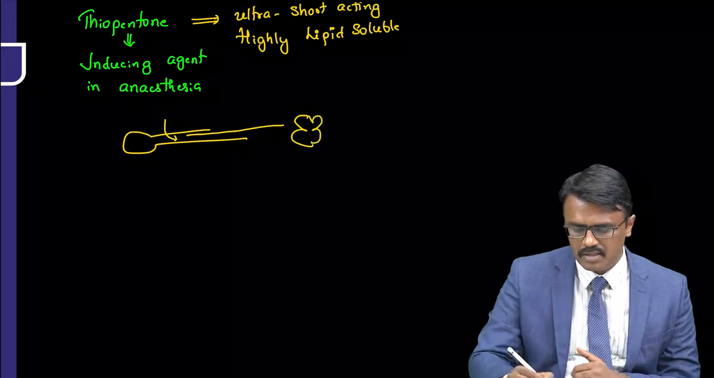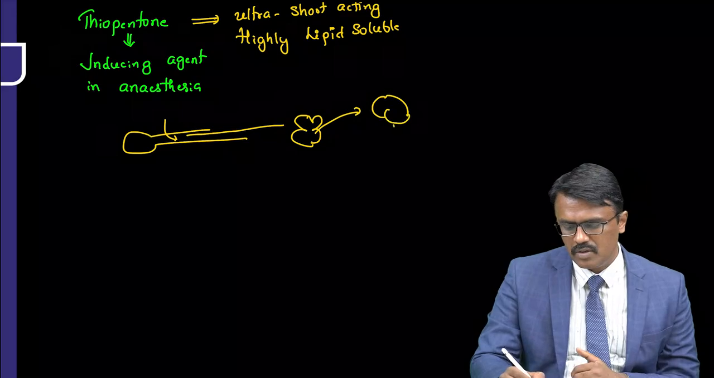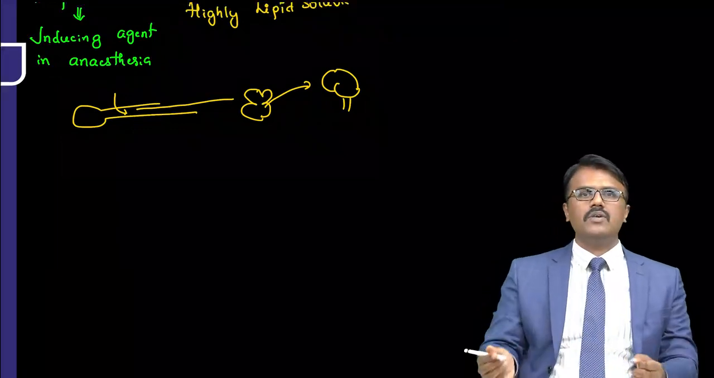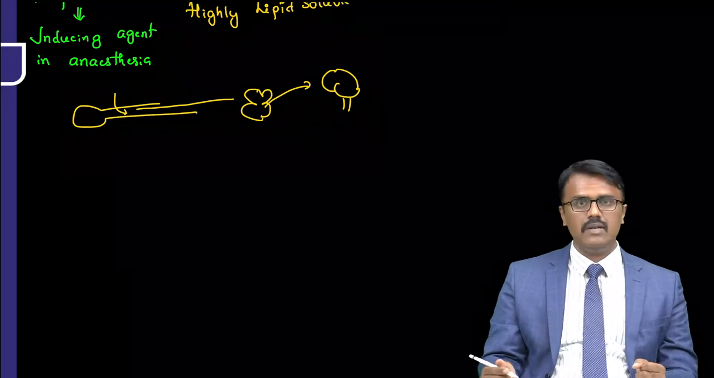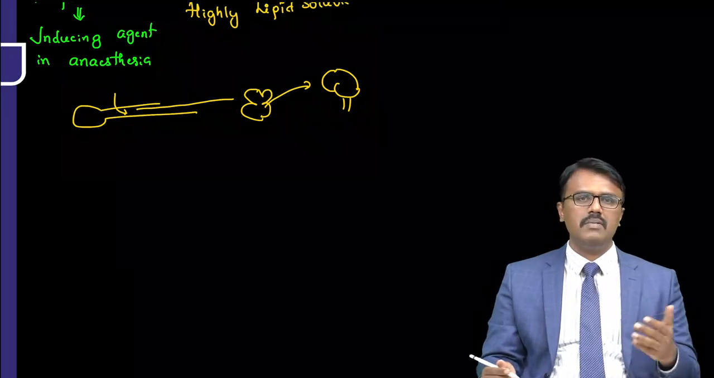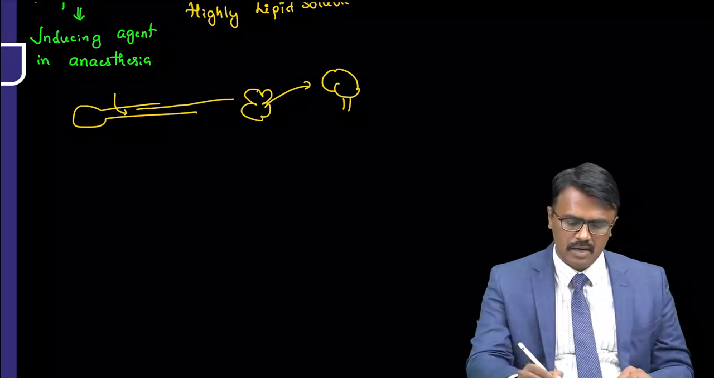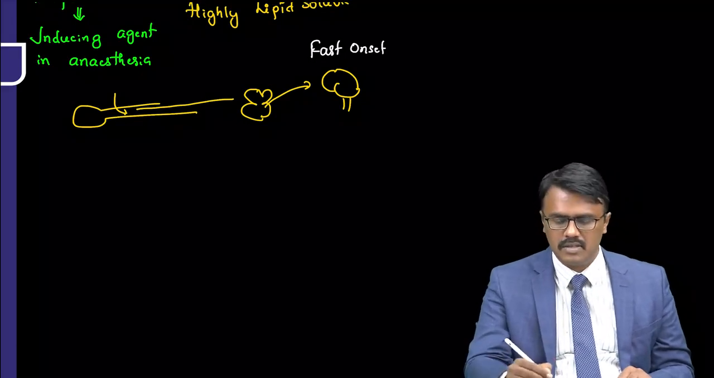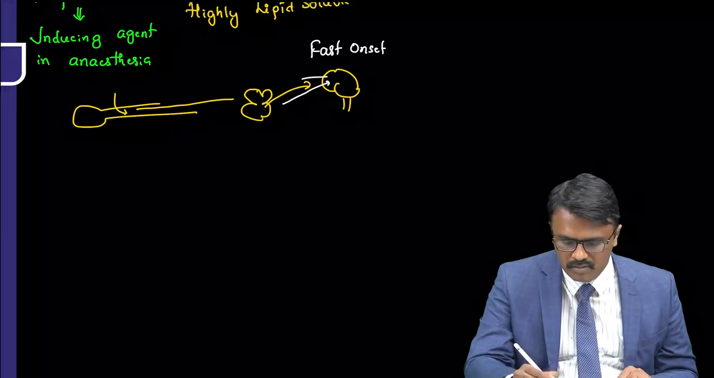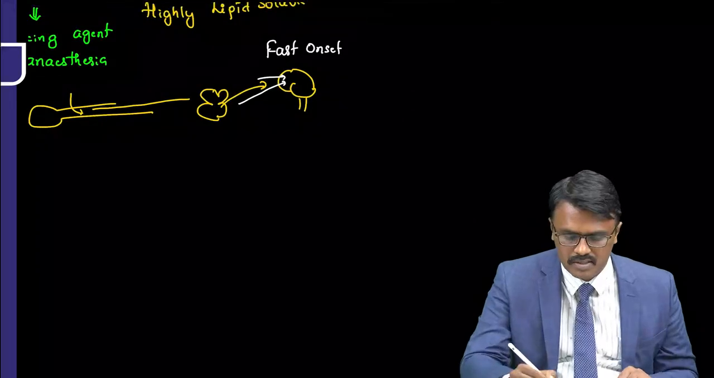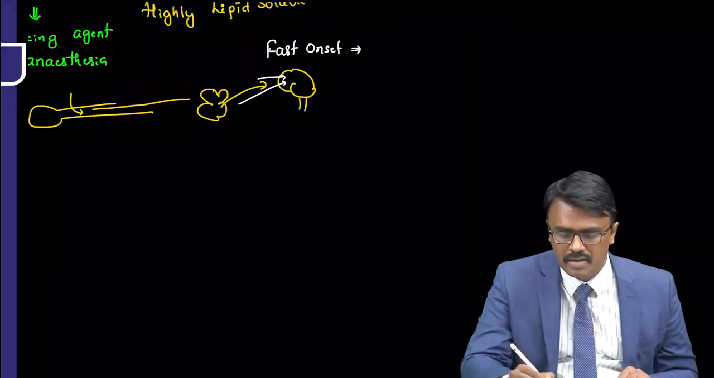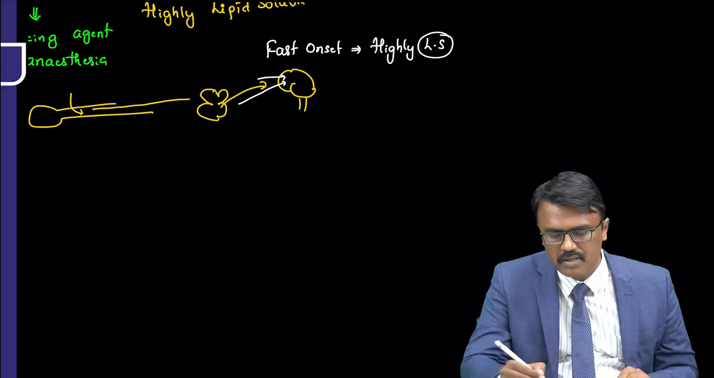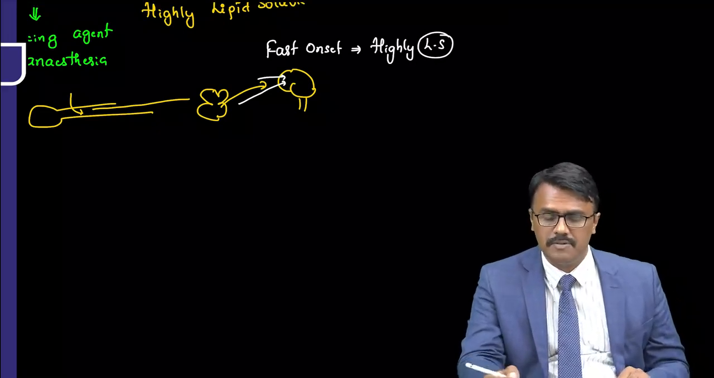From the heart it gets distributed to the brain. When the drug reaches the brain, we tell the patient to count 10, 9, 8, 7, 6. The patient will go unconscious, the patient will be under anesthesia. So the drug has a fast onset of action. Why does the drug have fast onset? Because it can enter the brain so easily. Why does it enter the brain so easily? Because the drug is highly lipid soluble, and because of this property it has fast onset and enters the brain immediately.